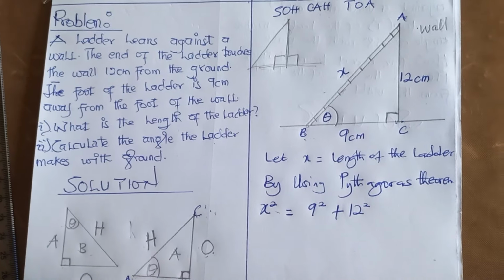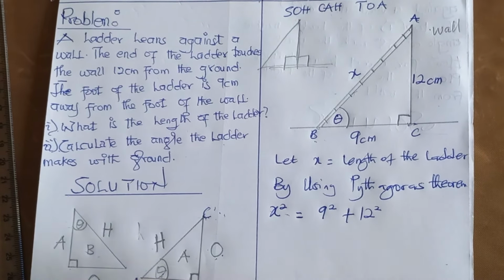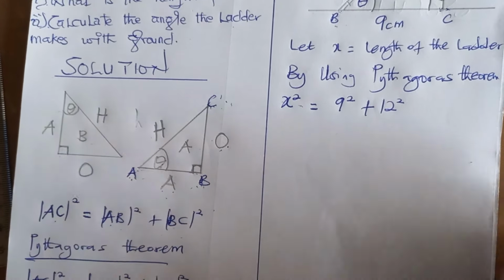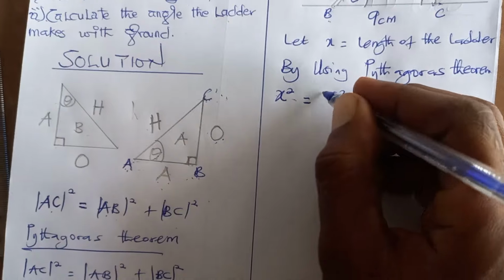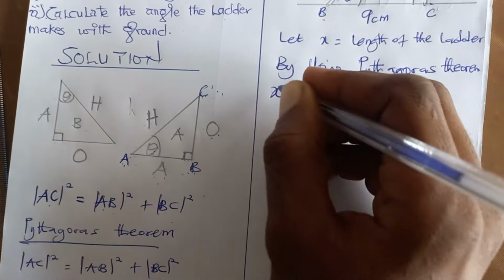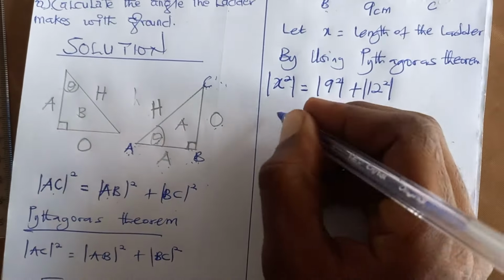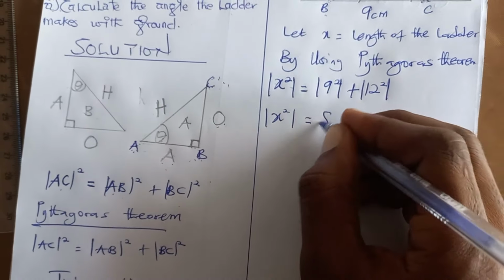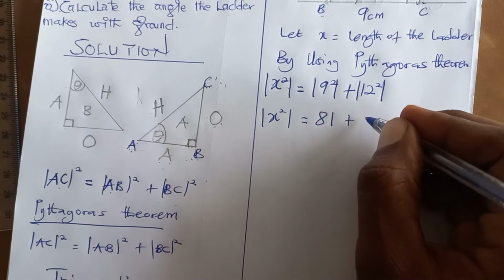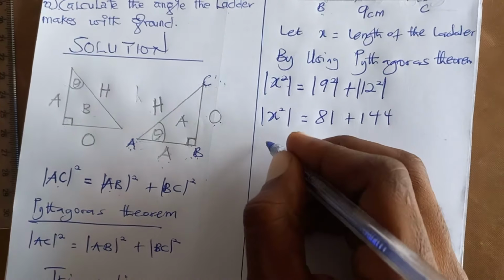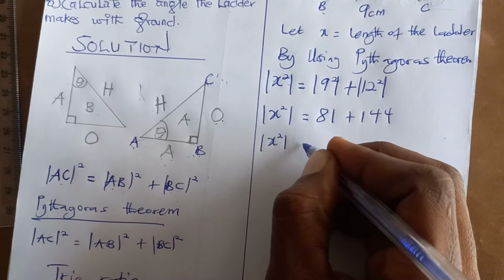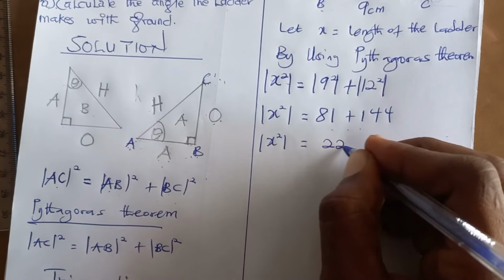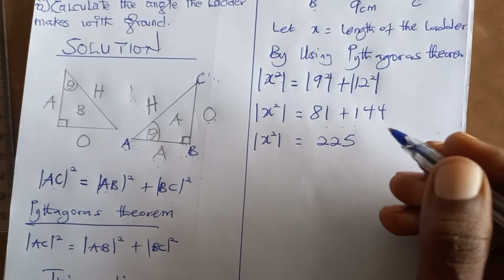So we have to simplify the right hand side. So we are getting x squared, which is equal to 9 squared is 81. 12 squared is 144. So we get x squared equal to 81 plus 144. We are getting 225.